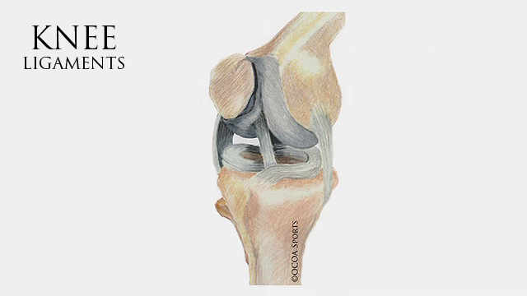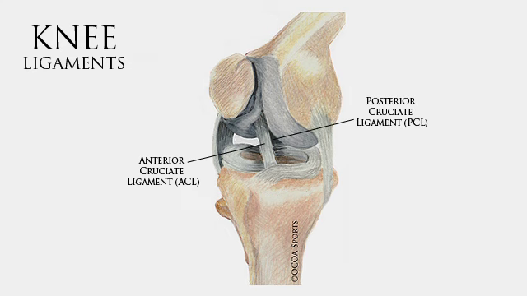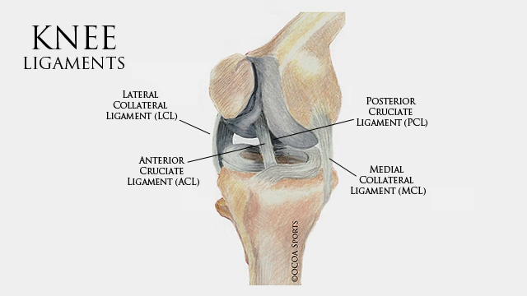There are 4 ligaments which are joint stabilizers: the crossing ligaments, the anterior cruciate ligament, ACL, the posterior cruciate ligament, PCL, and the side ligaments, the medial collateral ligament, MCL or inside, and the lateral collateral ligament, LCL, outside. These structures connect bone to bone.